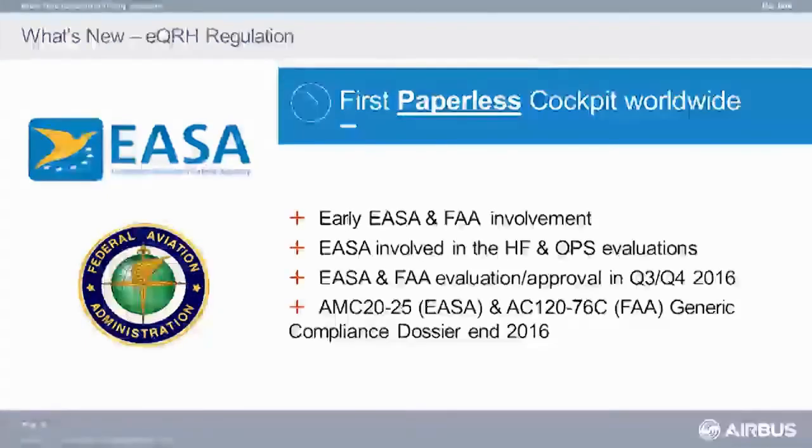And this is why the EASA and the FAA were involved from 2015 in this project, and they also participated in the human factor and operational evaluations in the beginning of May. So the plan today is to have the evaluation activities run with the authorities in the second half of 2016, and we will come up with a generic compliance dossier by the end of 2016.